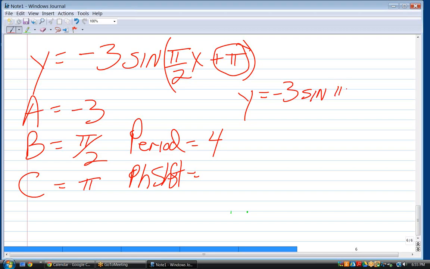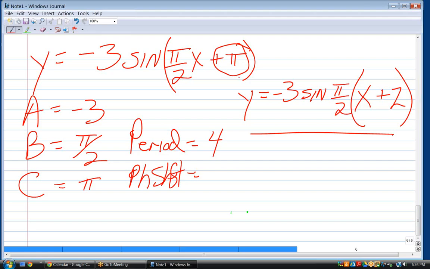And this has to be 2. In other words, if I rewrite your equation this way, I haven't changed it. Notice that if I distribute it, it's the same thing. Right? Now, this tells us our phase shift. Our phase shift is minus C divided by B.